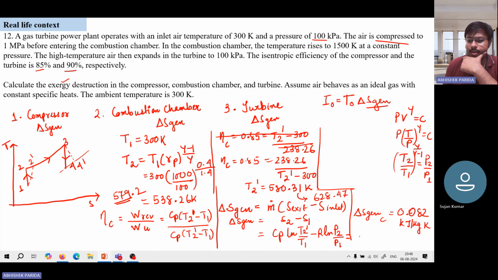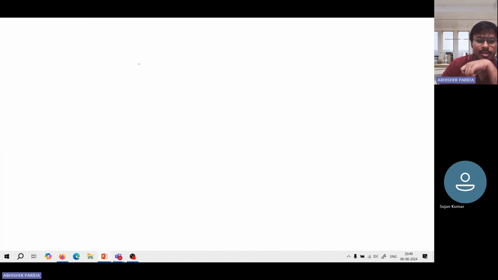So calculate now exergy destruction. I naught for just the compressor is T naught into delta Sgen. How much are you getting? Into 300. 24.71. Correct? Yes, sir. Okay. So once that is done, the compressor is done.